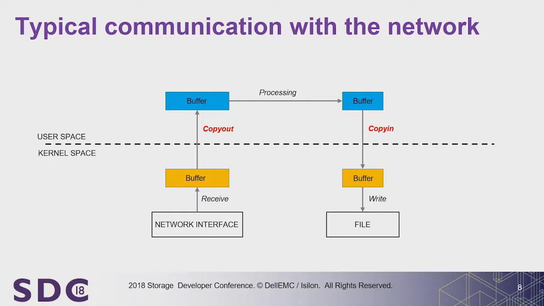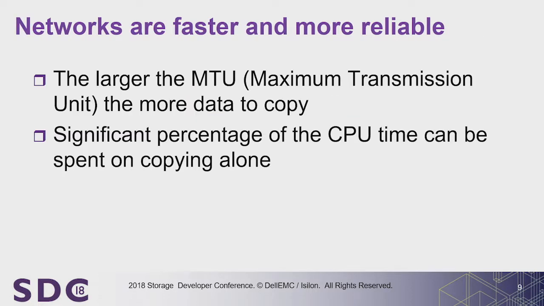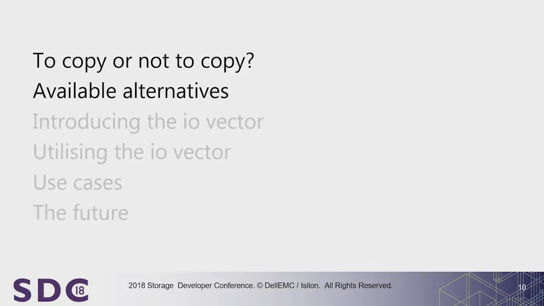Painful thing. This is becoming even more painful as the networks that we're dealing with today are becoming faster and more reliable, because we are allowed to send more and more data in one piece, not just the header. So right now, with MTUs exceeding megabytes, the proportion of CPU time spent on copying relative to the actual processing is quite vast. So what do we do?